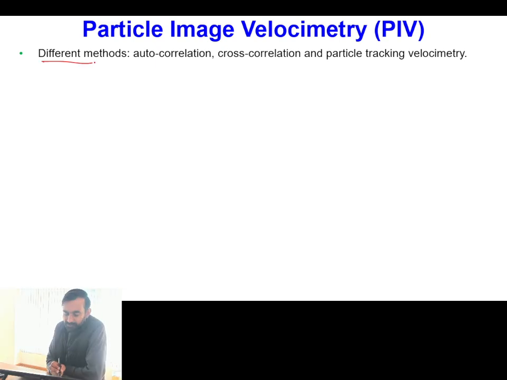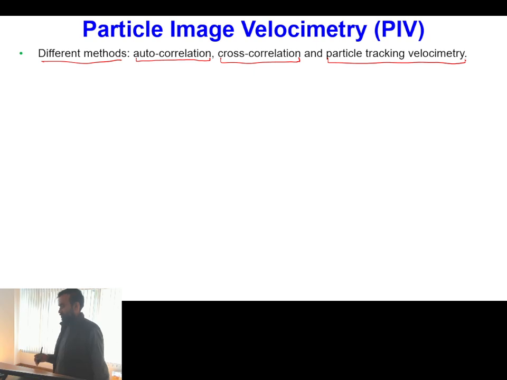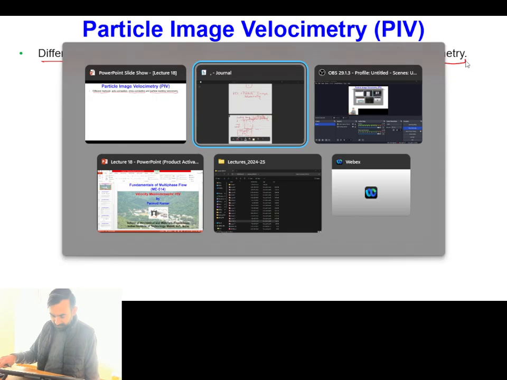Now comes the other aspect. Once you have captured the images, what will you be doing with the captured images? How from captured images can you determine the velocity field? To understand that, we can have different methods: autocorrelation, cross correlation, and particle tracking velocimetry. Okay, so let me briefly explain this.